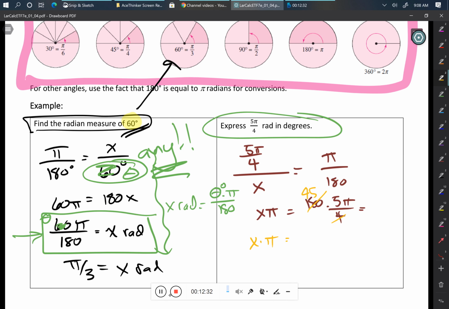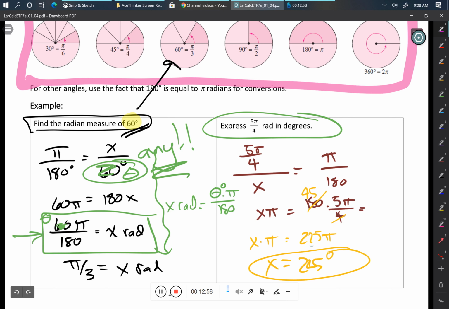What's 45 times 5? Is that 215? I think. I believe so. And so then we get pi x, and we get the x then is equal to 215. No, not 215. 225, right? 225 degrees.